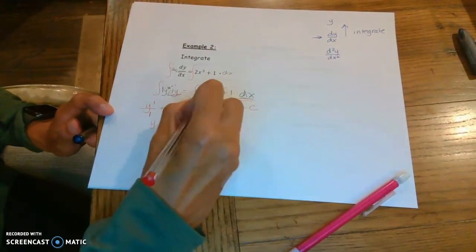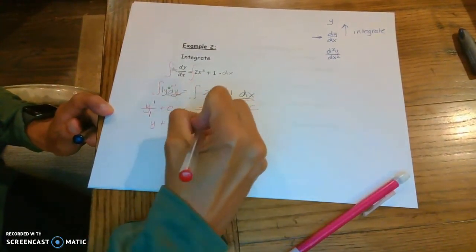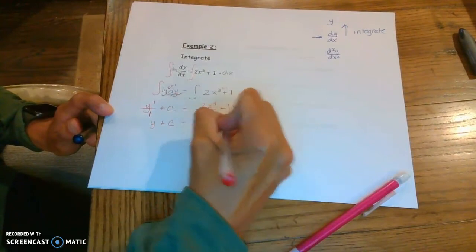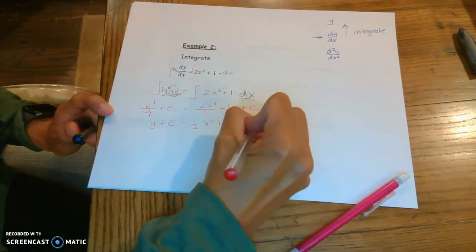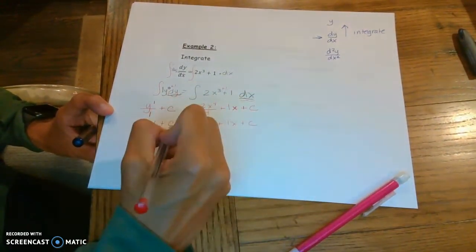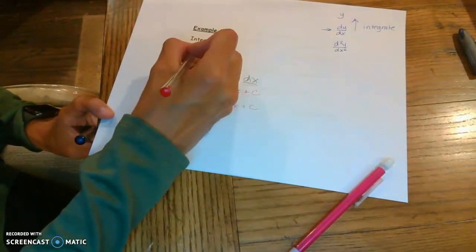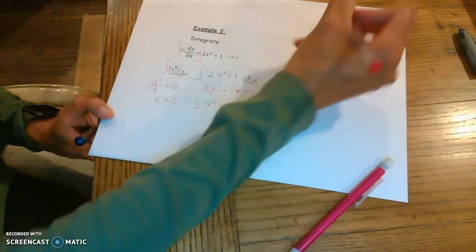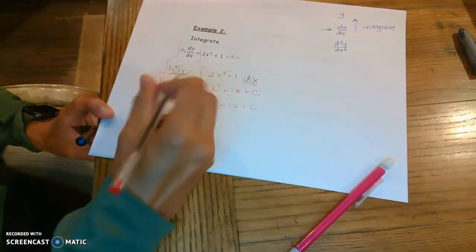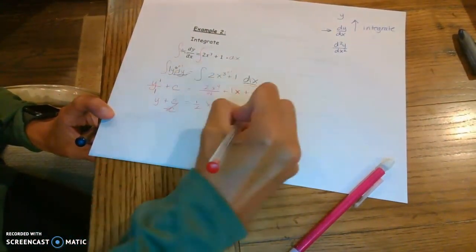So when I clean this up, this is 1/2 x to the 4th plus 1x plus c. Now these are two constants. They're not necessarily the same constant. When I want to integrate, I want to get the original function. So I want y by itself. I'm going to minus this constant over.